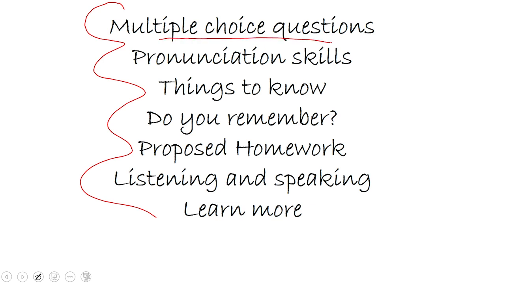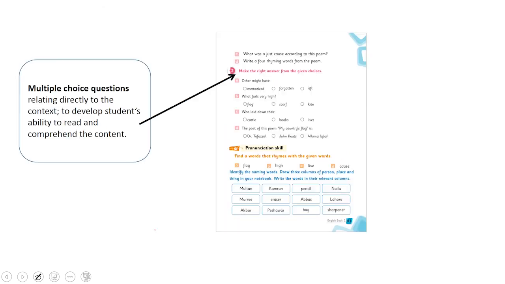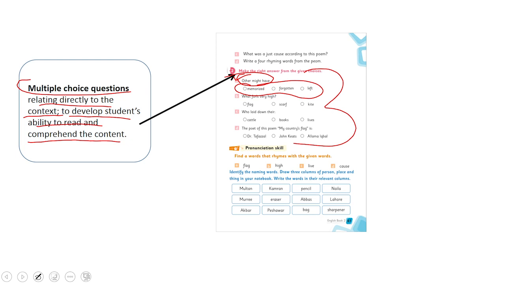Multiple choice questions, pronunciation skills, things to know, do you remember box, proposed homework, listening and speaking and learn more box. What are the multiple choice questions? We have one question here and we have three choices here. You have to choose one right option for this one question. So that is why it is called multiple choice questions. It relates directly to the context to develop students' ability to read and comprehend the content. It is from your chapter, the lesson or the poem you have read.